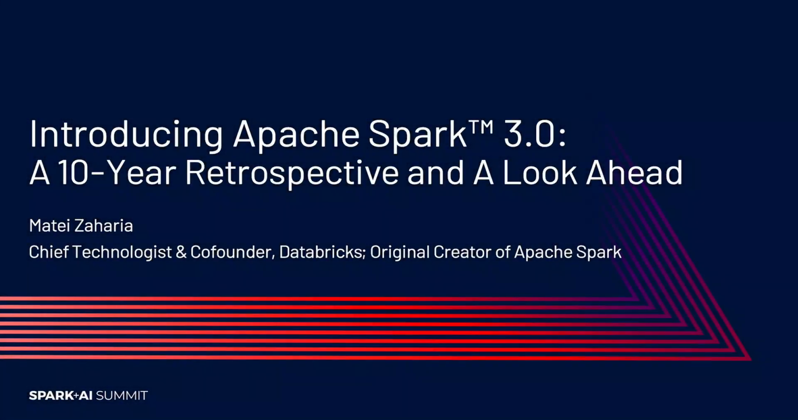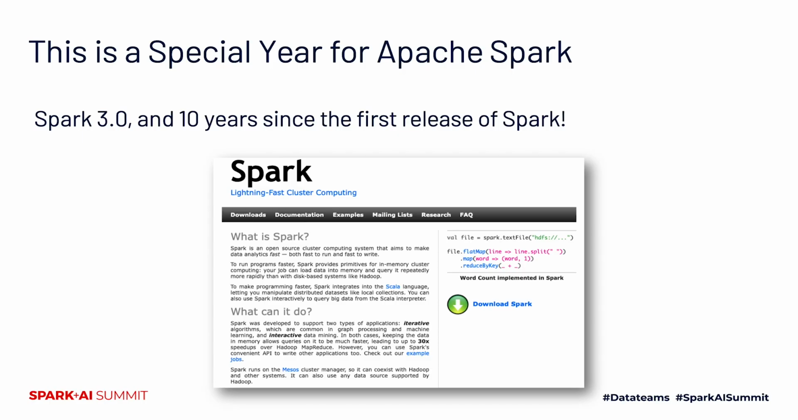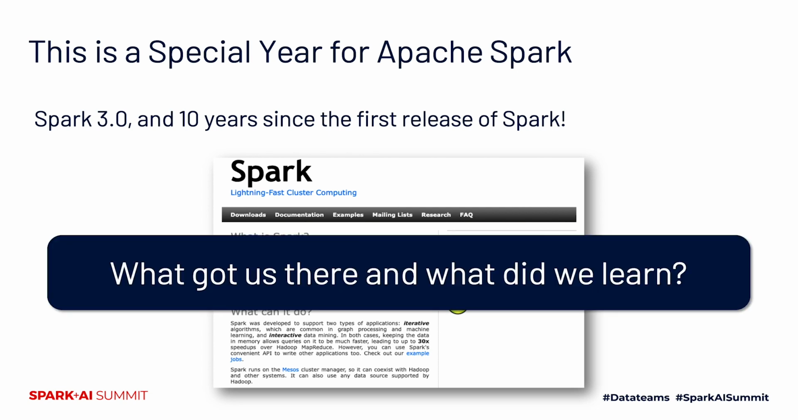So today's a very special year for Apache Spark. Spark 3.0 is out, but it's also 10 years since the first open source release of Spark. So I want to talk to you today about what got us here with the open source project and what did we learn in the process that we're using to contribute to Apache Spark development in the future.